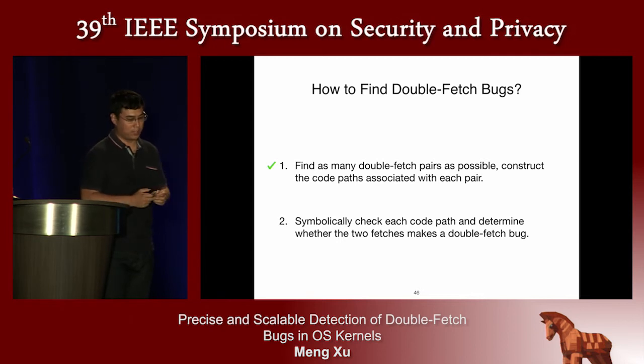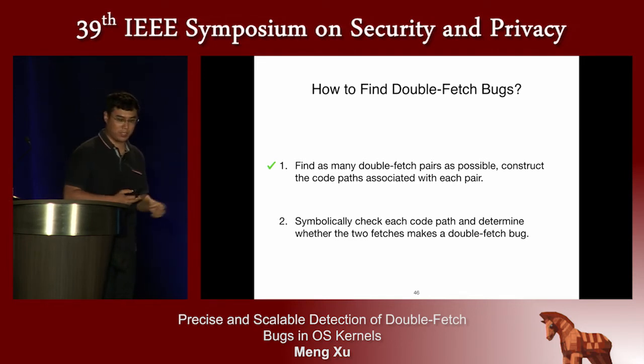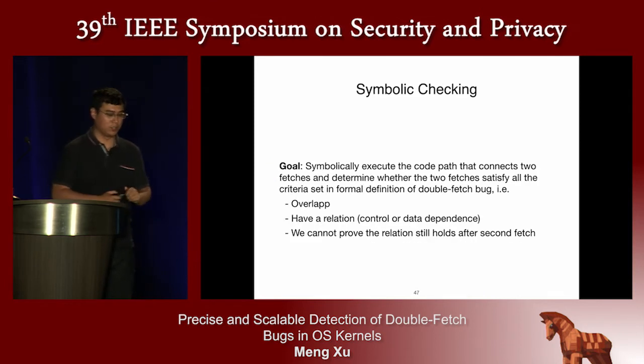Now the second part is, given each code execution path, whether there is a control flow dependency or a data flow dependency, and whether this relation still holds after the first fetch. Do you remember the conditions we described? So this is what we do for symbolic checking. As I said, we are going to prove that the relation still holds or doesn't hold.